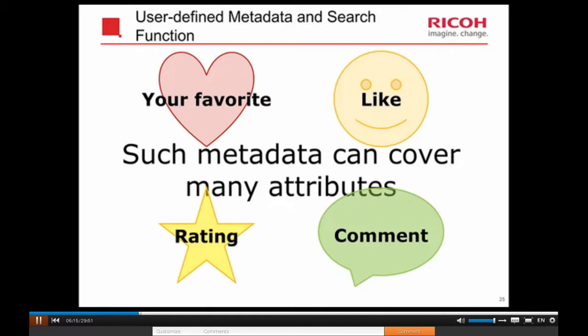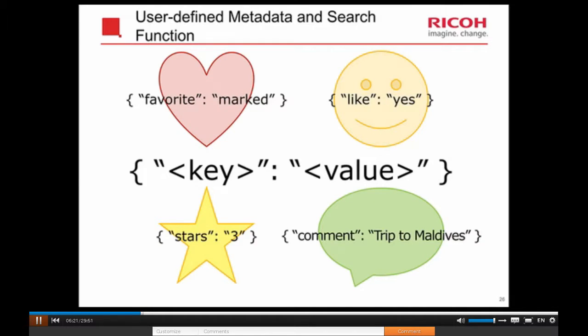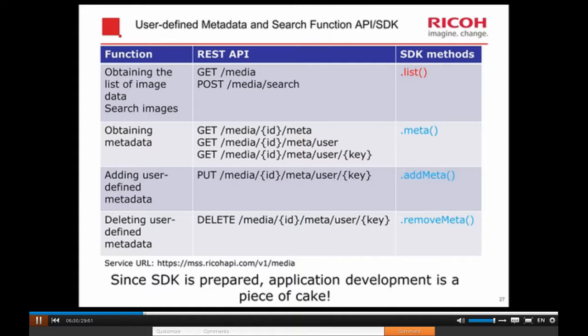These metadata cover many attributes including favorite, like, rating, and comment. Here are some examples of attributes as user-defined metadata in key-value pair format. The related APIs and SDKs are shown in the table. Since SDKs are provided, application development is a piece of cake.